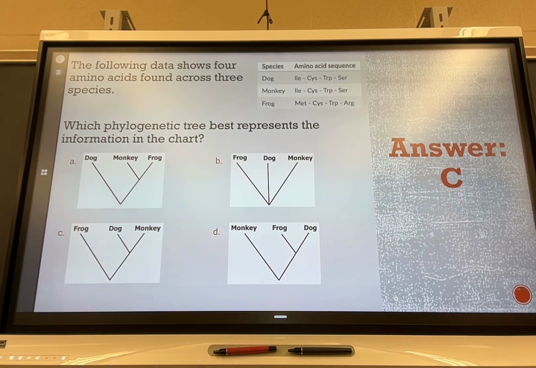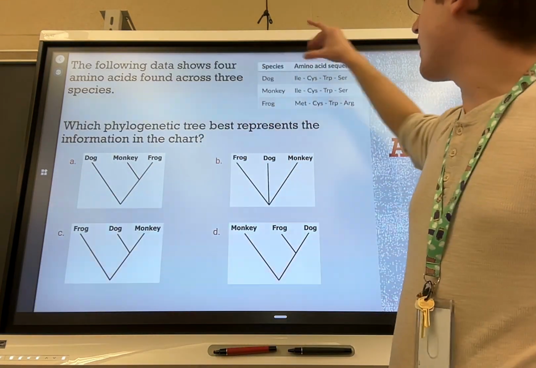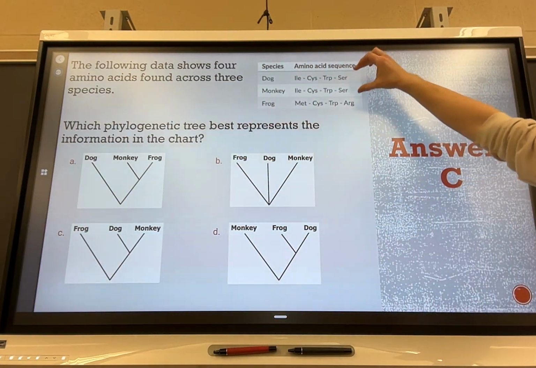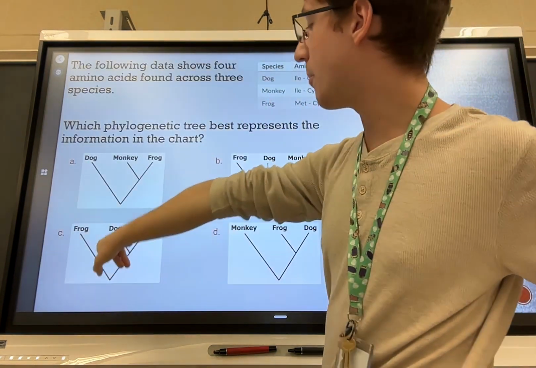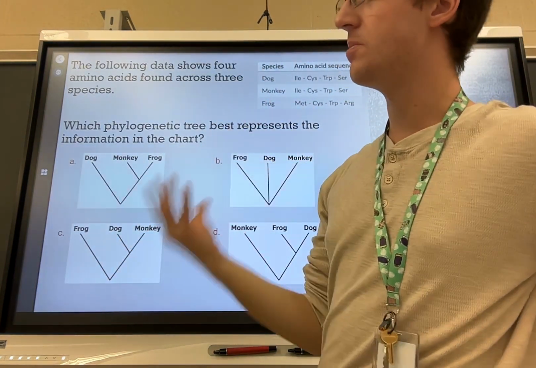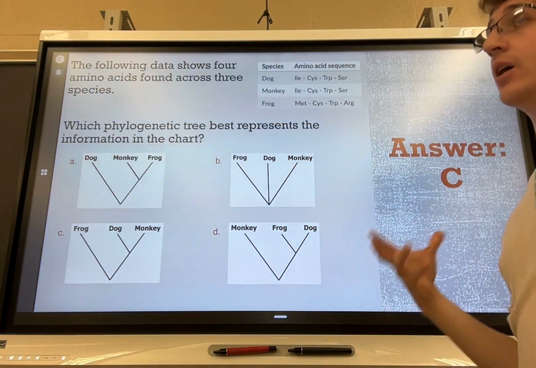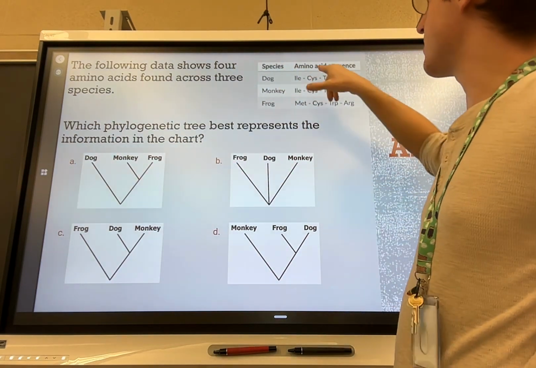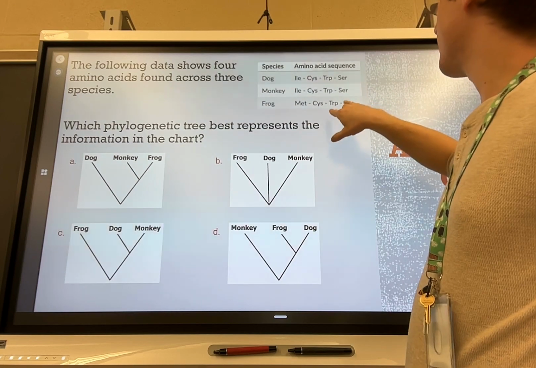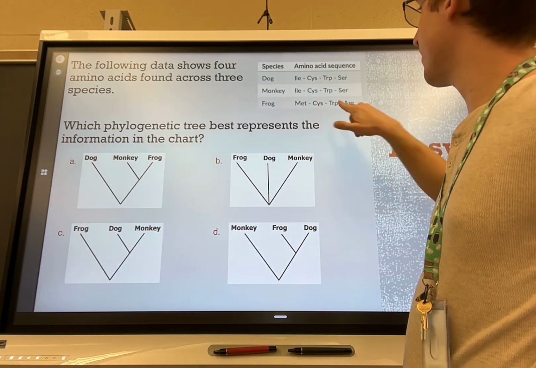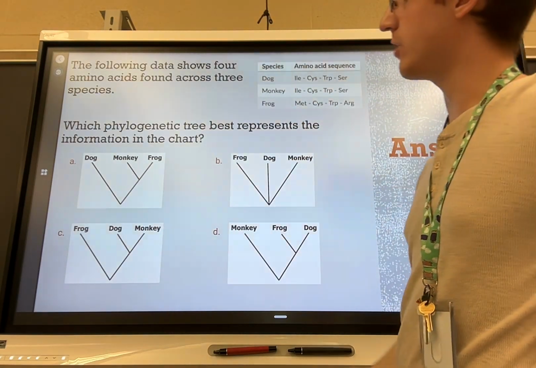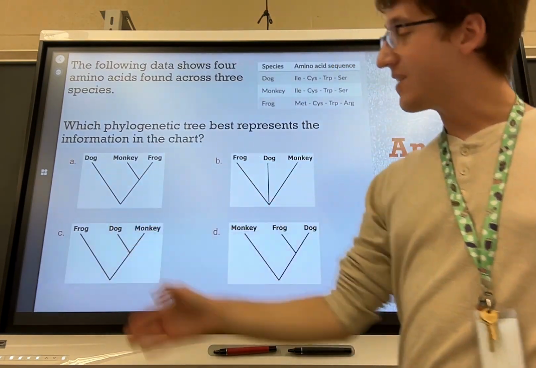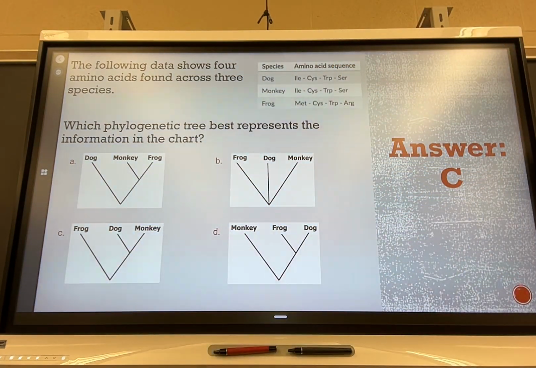And the correct answer for this one is C. So again, isoleucine, cysteine, tryptophan, serine. It's going to be common in the dog and the monkey, so there has to be some mammalian common ancestor there. The frog has some of these, the cysteine and the tryptophan are the same. The methionine and the arginine are different. So there was some sort of common ancestor, but not the closest one.